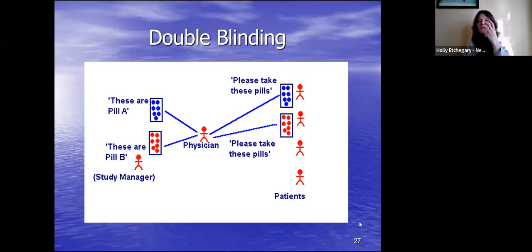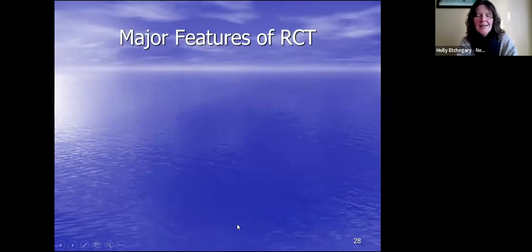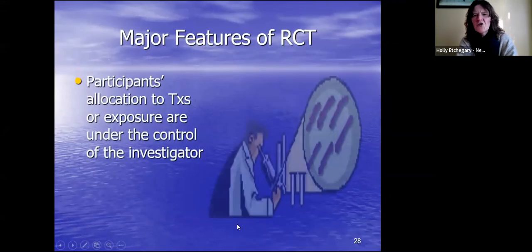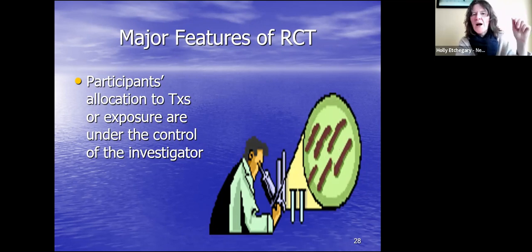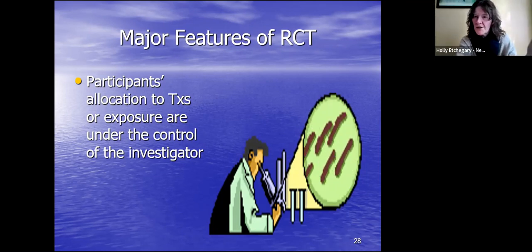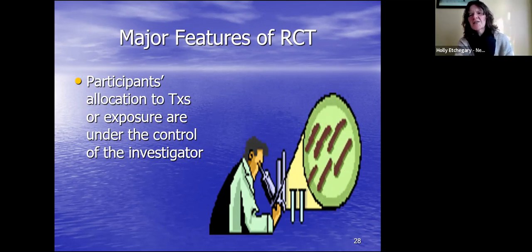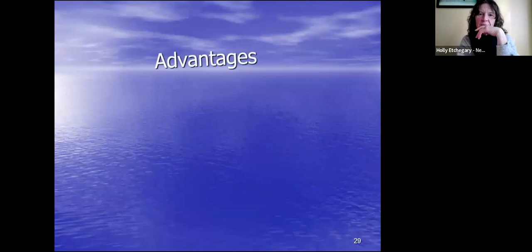That's the point of doing the blinding, by the way, as why we do that. So it helps to control some of our biases. And by the way, there are many. We have many. So here's the major feature of it. We are the ones, investigators are the ones who are controlling who gets what treatment. So it really is under our control, unlike the cohort studies and the case control studies, to a much lesser extent. Here, we are randomly assigning people to different treatments.